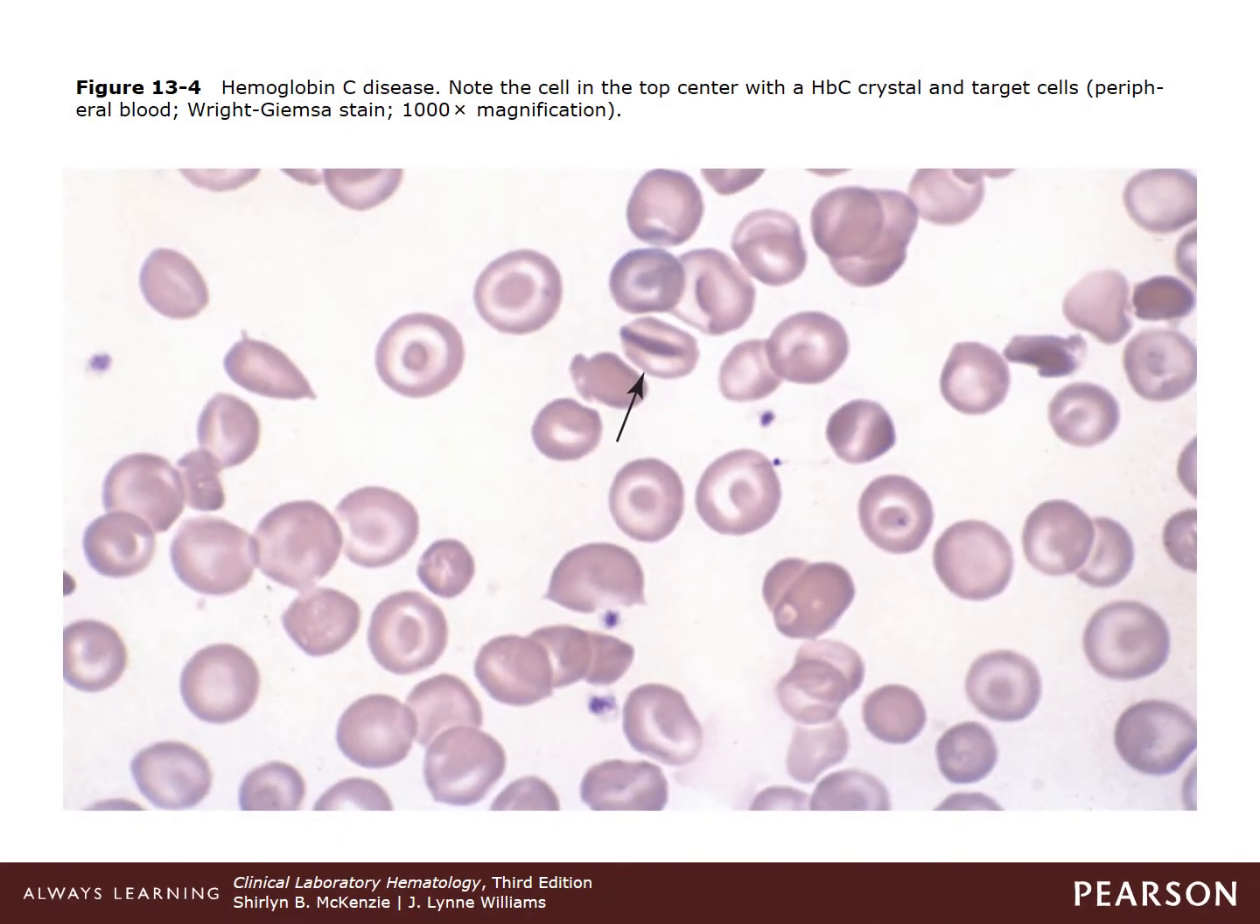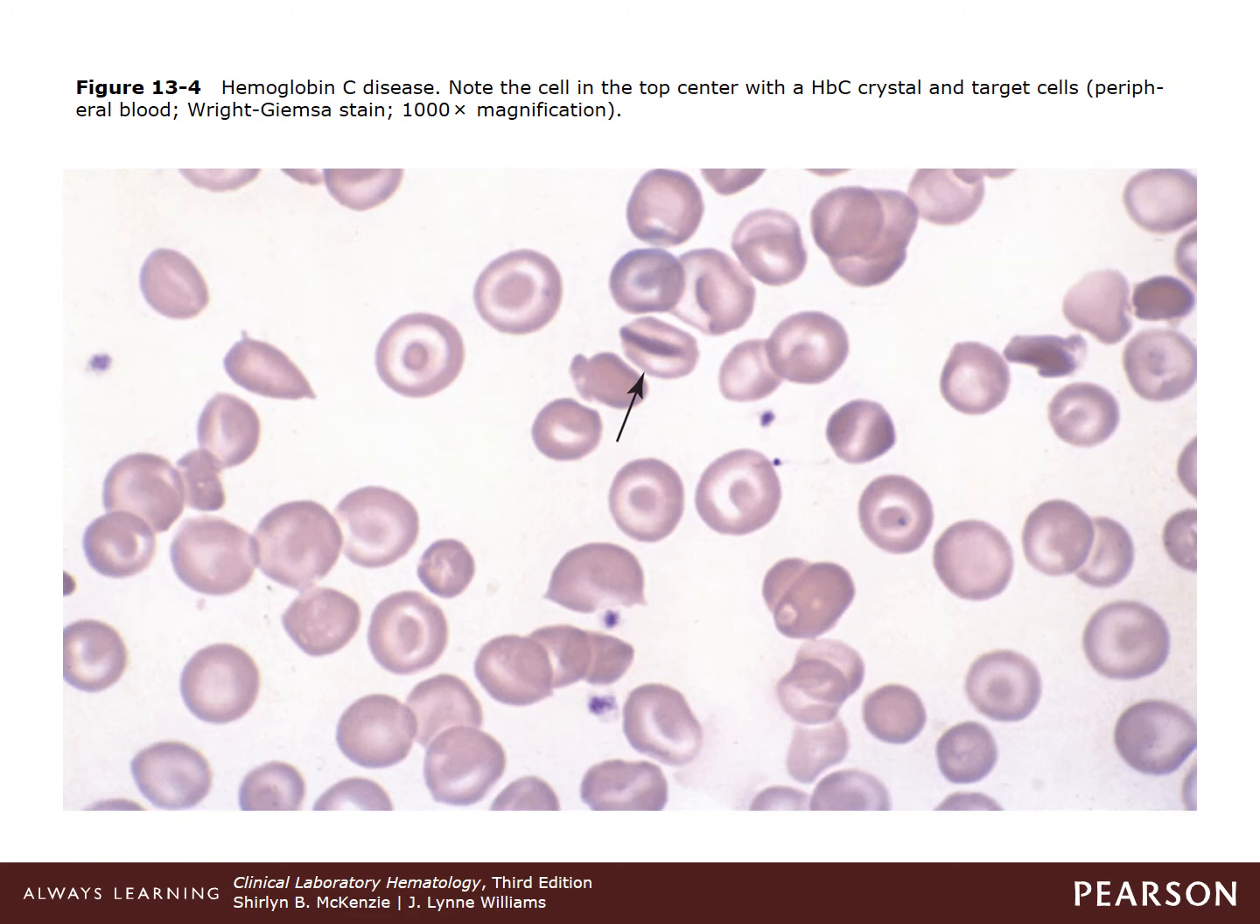And in the peripheral smear, you may see, look at that arrow, those intracellular crystals that form within the red blood cells. The hemoglobin F may inhibit some of this crystal formation, and it may be very hard to see sometimes. The red cells with these crystals are rigid, and they will be trapped and destroyed within the spleen, which can significantly reduce their lifespan to approximately 30 to 50 days.